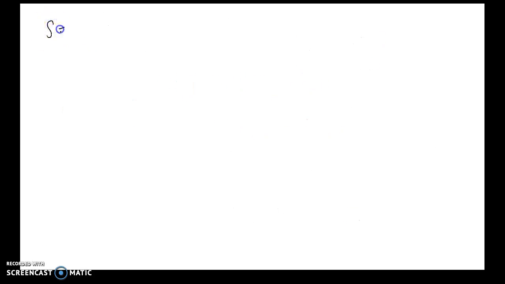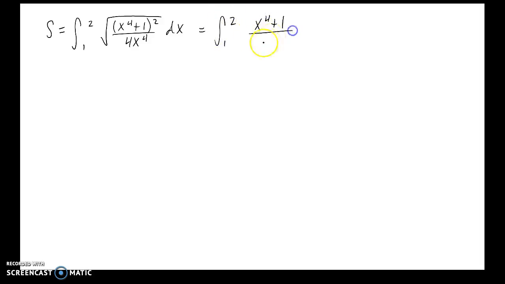So s equals the antiderivative from 1 to 2 of the square root of (x to the 4th plus 1) squared, all divided by 4x to the 4th. So now I can take the square root of the numerator divided by the square root of the denominator, and I get x to the 4th plus 1, all divided by 2x squared.